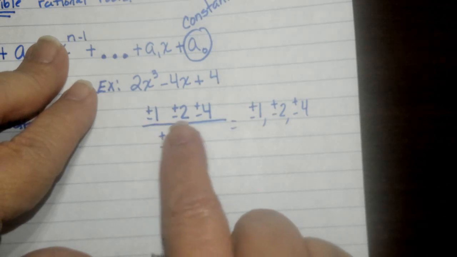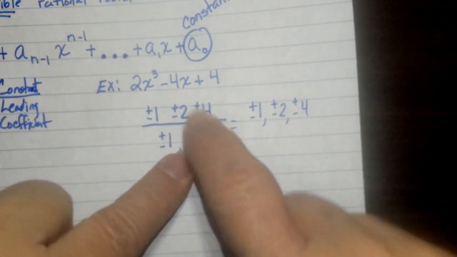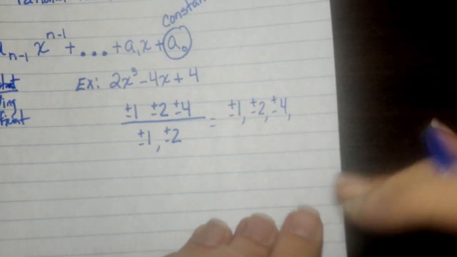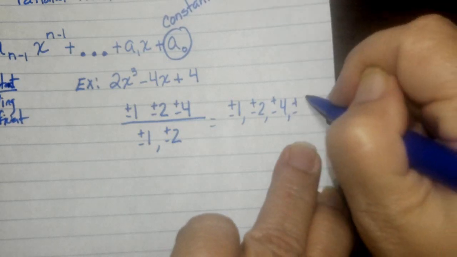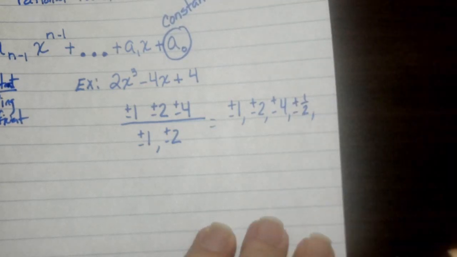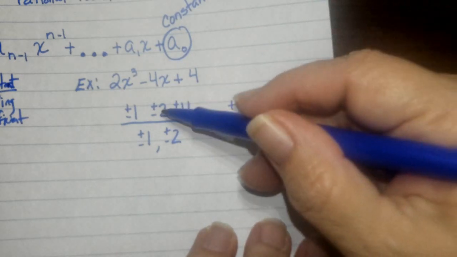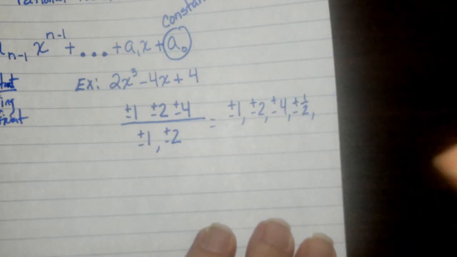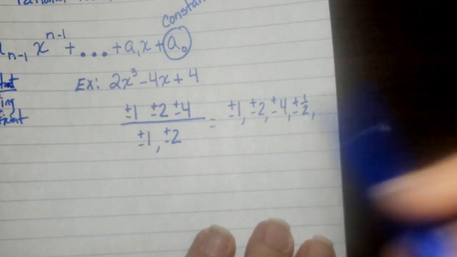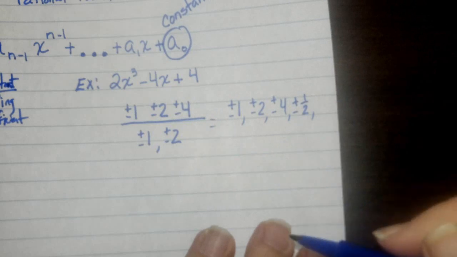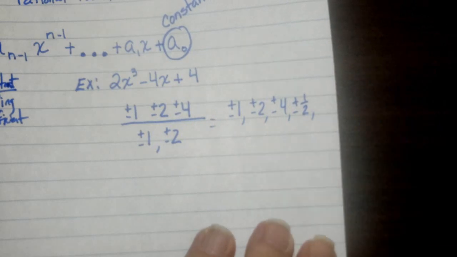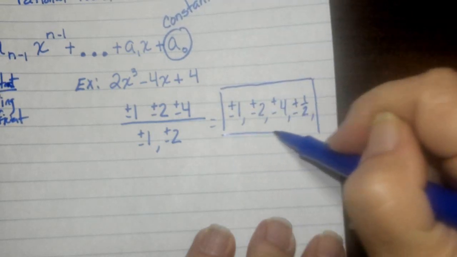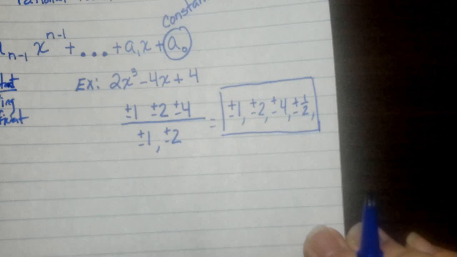Alright, so now I have to divide each one of these by 2. So 1 divided by 2, well, that's just 1 half. We're just going to write it as a fraction. Plus or minus 1 half. What's 2 divided by 2? 1. Oh, that's already on our list. No need to write it over. What's 4 divided by 2? 2. Oh, that's already on our list. So these are all of my possible rational roots.